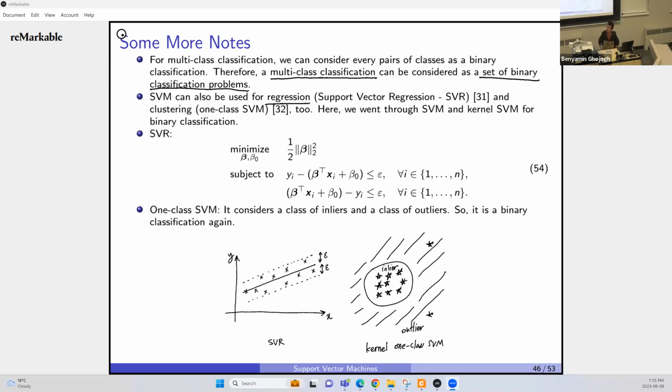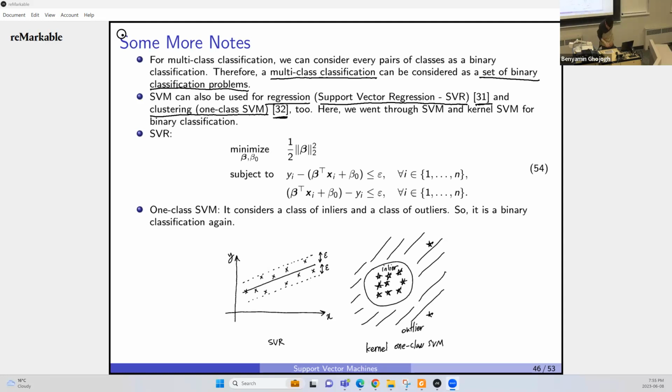What did we talk about? We talked about SVM and kernel SVM for classification. But we have SVM and kernel SVM for regression too. Okay, so that's called support vector regression, SVR. Okay, you can see paper 31. And clustering, one class SVM, paper 32. So it can be used for clustering too. It's called one class SVM.